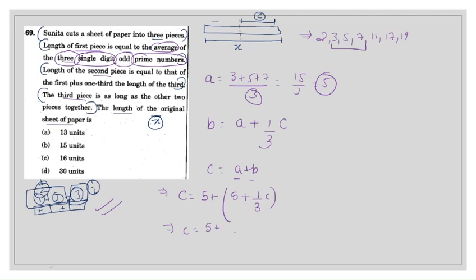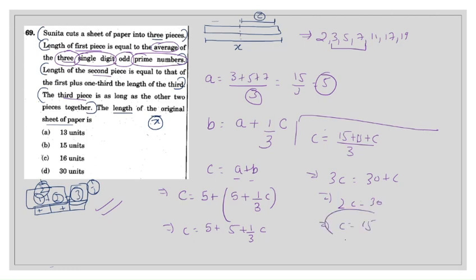So it will be 5 plus 1 upon 3 C. We can continue solving this here. So C is equal to, we take the LCM, it will be 5 again 15 plus C, which will be equal to 3 C is equal to 30 plus C, which means 2 C will be equal to 30. This implies C is equal to 15.